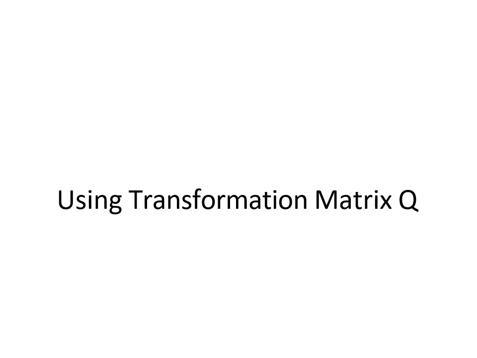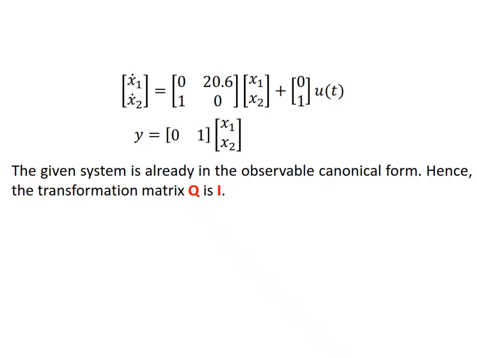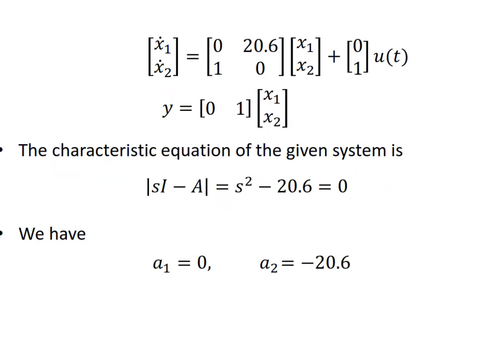The second method is using the transformation matrix Q. First of all, the given system is already in the observable canonical form from the previous example. Hence, the transformation matrix Q is I, which is the identity matrix. We got the characteristic equation determinant of (SI minus A), which is S squared minus 20.6, equated to 0.